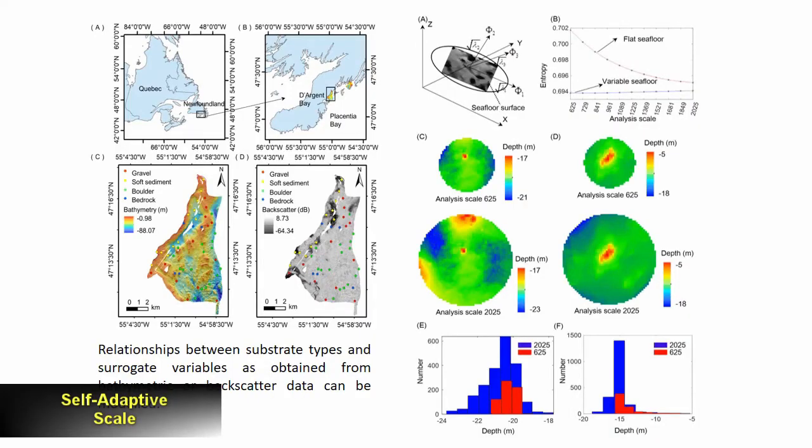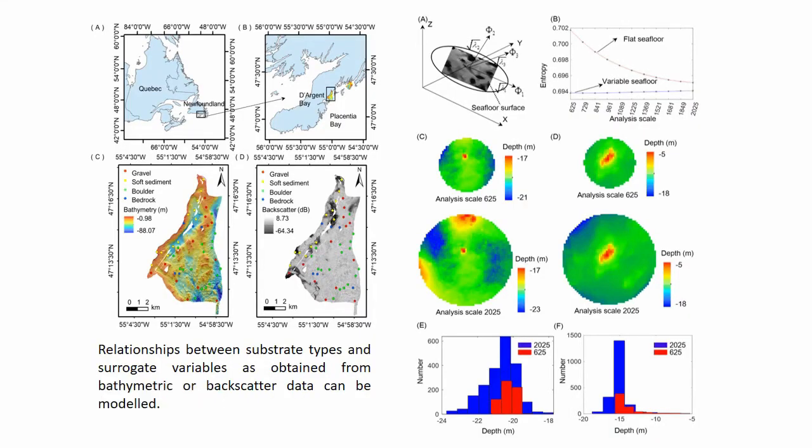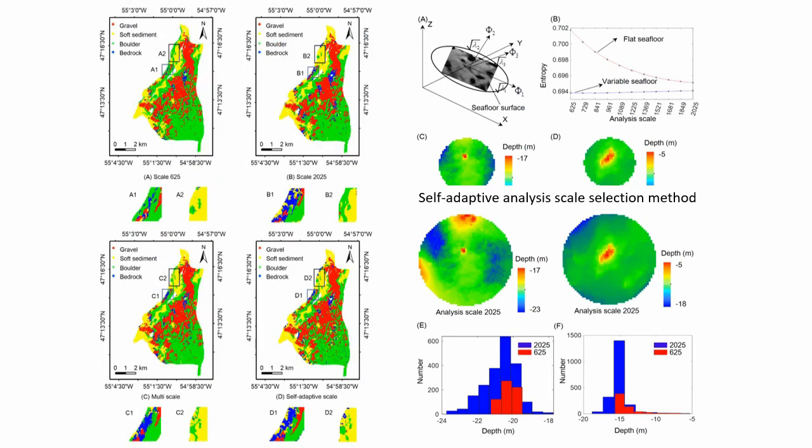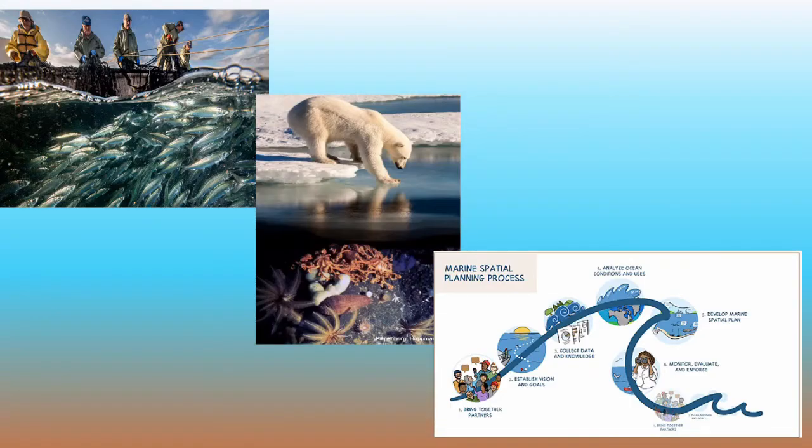Relationships between substrate types and variables from multibeam data can be modeled, and we propose a self-adaptive analysis method to obtain features for seafloor classification, and the classification results using different measures are shown like this. Results of our research are important to inform and ensure the sustainable use of our marine resources.